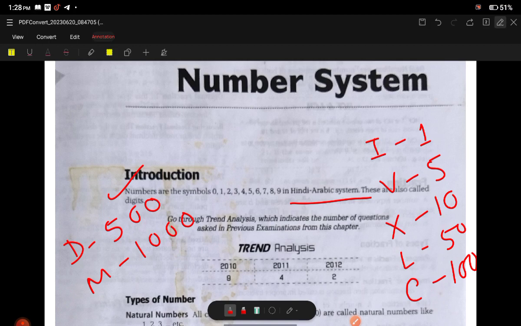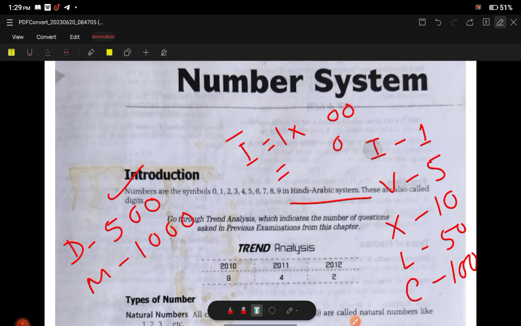In the Roman numeral system, in higher classes you'll also learn that if we put one bar over a symbol then it will be multiplied by 1000. So if we write I with a bar then it will be 1000, right? Similarly if we write M with a bar then it will be 1000 into 1000. So this thing is also there. In this way we can also represent millions, billions, trillions, any such large number. Okay, fine. So this is all about the Roman numeral system.